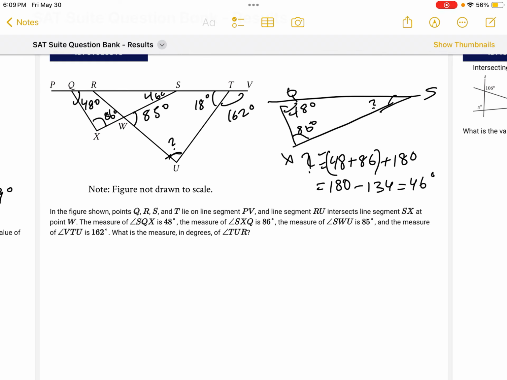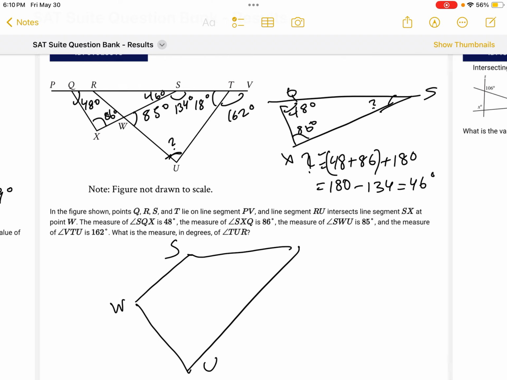So right here. Now again, if we find angle TSW, that angle will be 134 because that angle and the 46 degree angle are supplementary. Now we can shift our attention to quadrilateral SWUT. We know 3 of the angles in that quadrilateral. We know this angle is 134, this angle is 85, and this angle is 18 degrees.